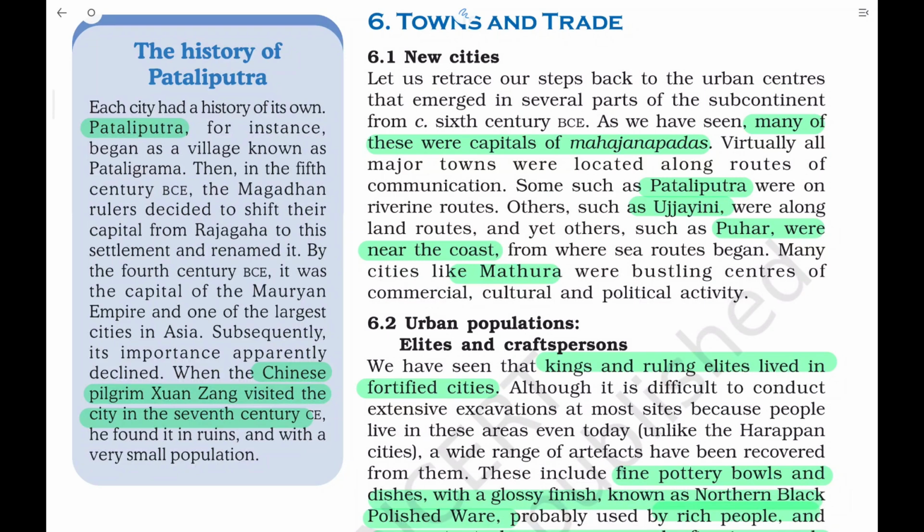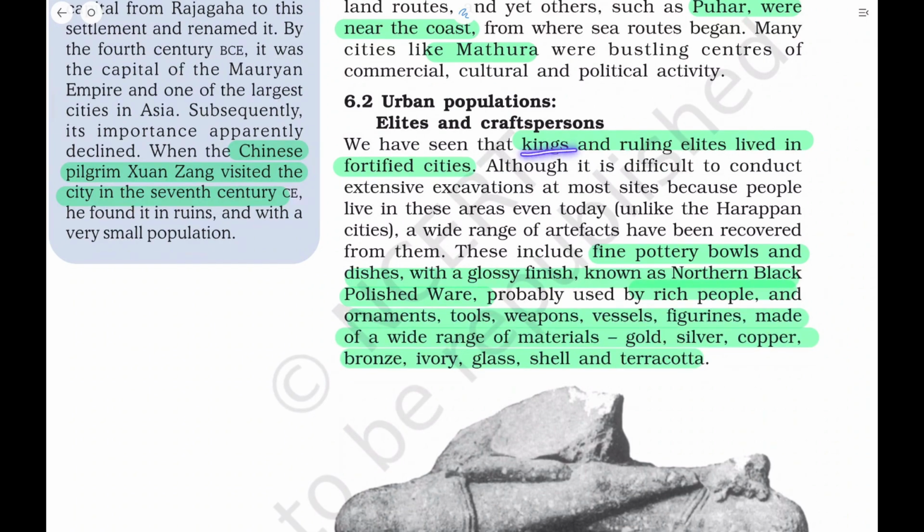Now Puhar was a port, whereas cities like Mathura were centers of commercial, cultural and political activities. We have seen that the kings and the ruling elites lived in fortified cities. Now, what were the urban elements? What about the elites and craftspersons? Fine pottery bowls and dishes with a glossy finish, known as Northern Black Polished Ware, were probably used by the elites.